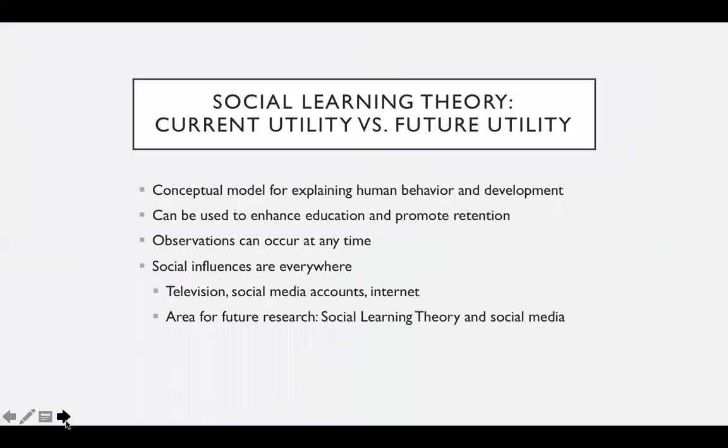Currently, I think social learning theory provides a great conceptual model for explaining human behavior and development, and it can be used to enhance education in the clinical setting. Because observations can occur at any time and social exposure is becoming more prominent everywhere through television, social media accounts, and the internet, I believe that observational learning will continue to be relevant. I would be interested to see future research on observational learning as it relates to social media and computer-mediated technology.